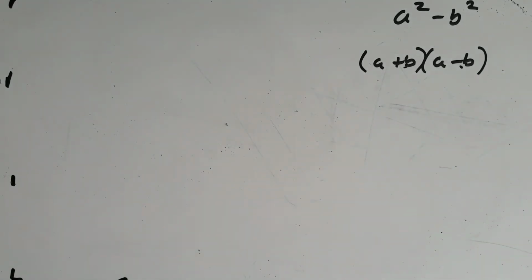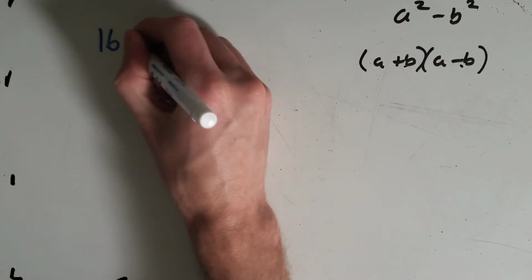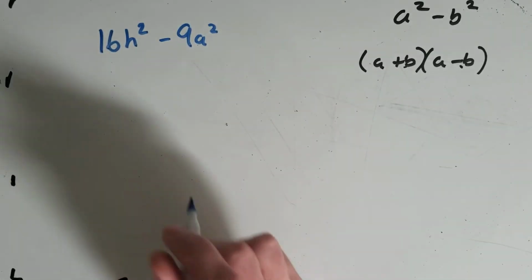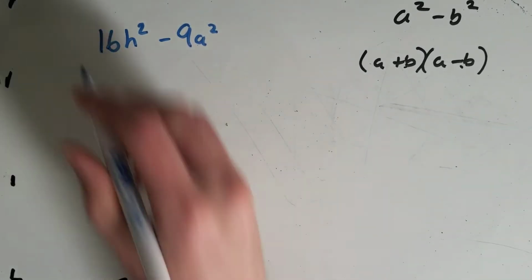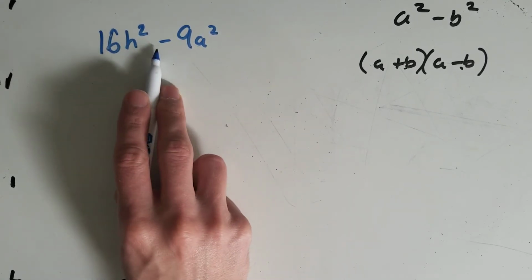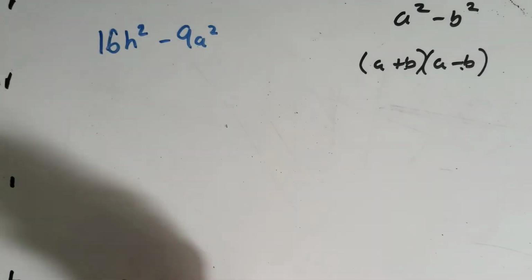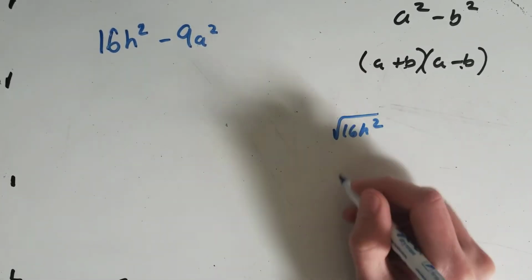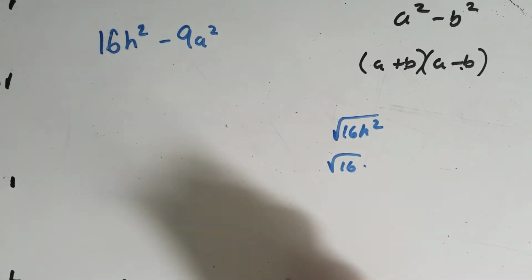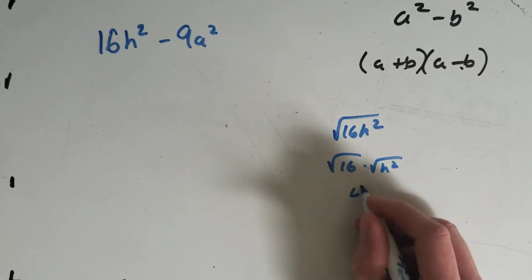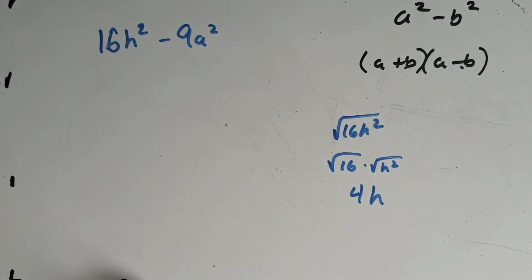We have 16h squared minus 9a squared. So again, to use difference of squares, we're going to need two terms. We do have two terms. We're subtracting. There's a difference. And these both need to be perfect squares. So square root of 16h squared, I'm going to use this. That's like the square root of 16 times the square root of h squared. So this is a perfect square. The square root is 4h.